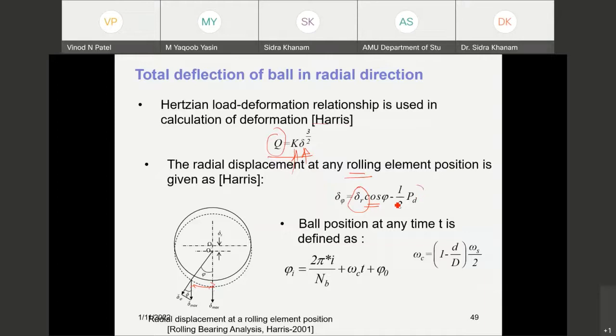This is for the consideration of the diametral clearance. The ball position at any time t can be given based on the number of balls, as the periphery is divided based on the number of balls. Then it rotates with the angular velocity of the cage, so the ball position changes with that. So omega c and t provide that, and this is the initial position.